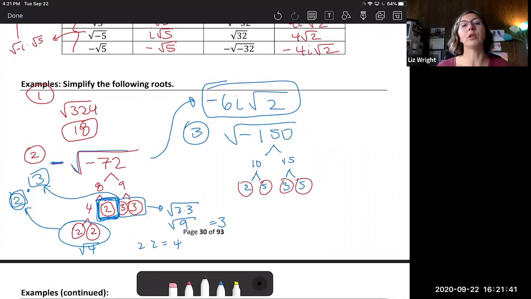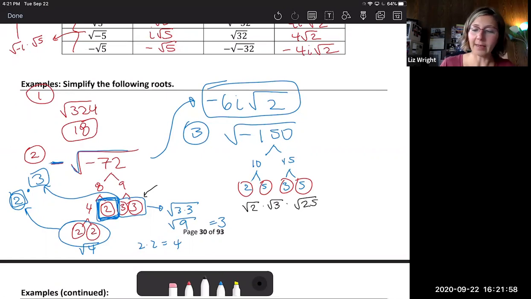And remember, I'm looking for my pairs. See how this one's different? In the last one, the pairs were right next to each other. It doesn't matter that they're not next to each other here. So I want you to think about this. This is essentially like me taking the square root of 2 times the square root of 3 times the square root of 25.